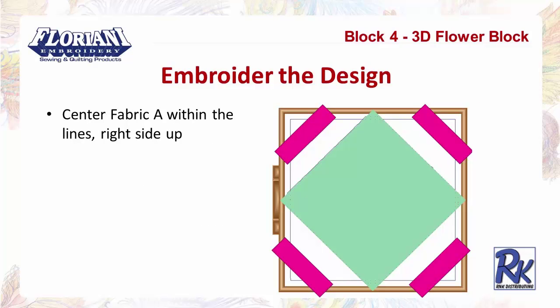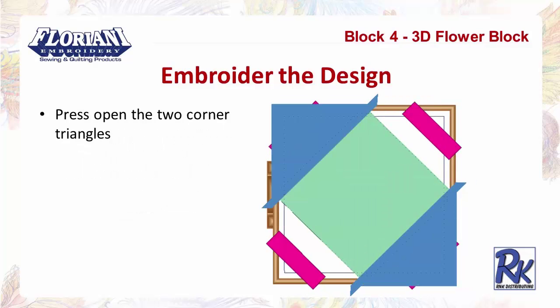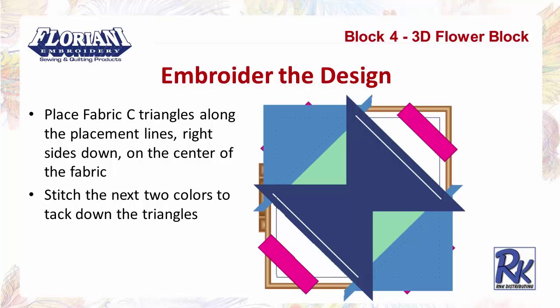Center fabric A within the lines, right side up. Place your fabric B triangles along the placement lines as shown here, right sides down on the center of the fabric, and then stitch out the next two colors to tack down the triangles. Press open the two corner triangles and place your fabric C triangles along the other placement lines, again right sides down on the center of the fabric, and then stitch out the next two colors to tack down these triangles.